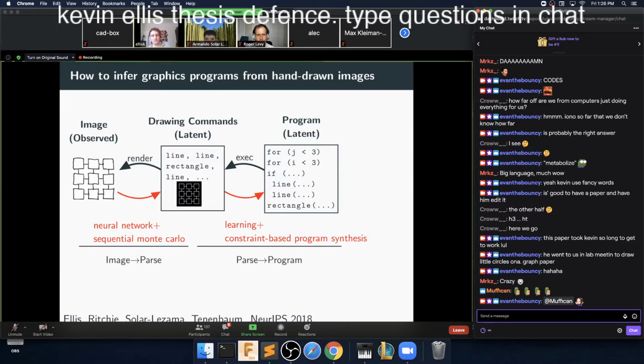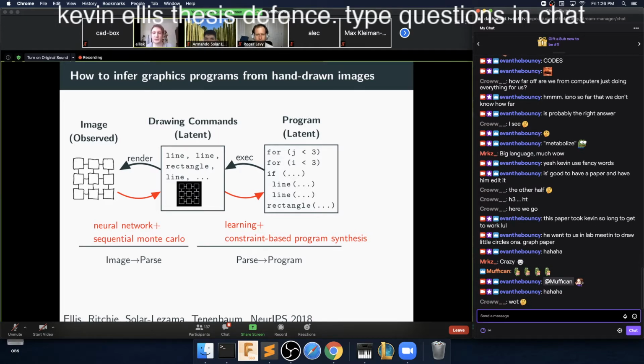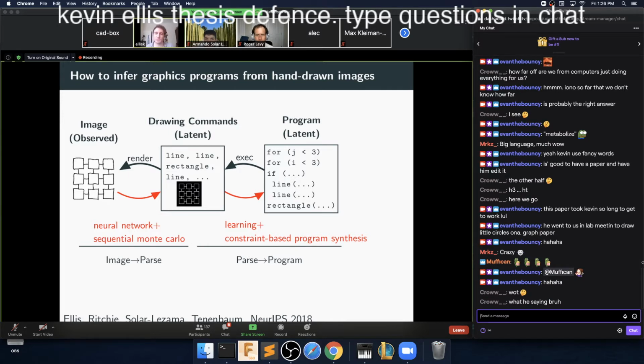So in the first phase, a neural network acts as a proposal distribution for a sequential Monte Carlo sampler, a kind of stochastic search. And that gives us a high-level parse or a set of drawing commands. And then given those drawing commands, we use constraint-based program synthesis to infer a high-level program consistent with those commands. The issue here is that these constraint-based techniques, like many techniques in program synthesis, scale in the worst case exponentially. And so we use learning to direct the search toward promising regions of the search space.